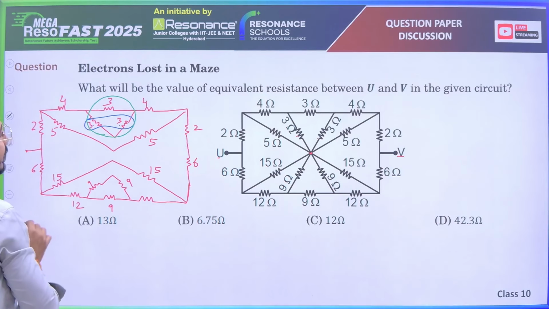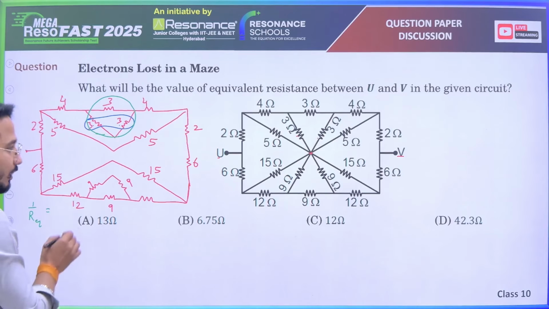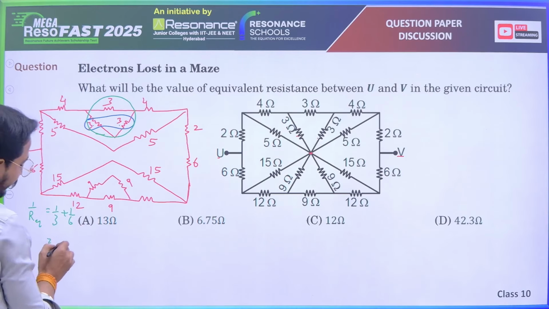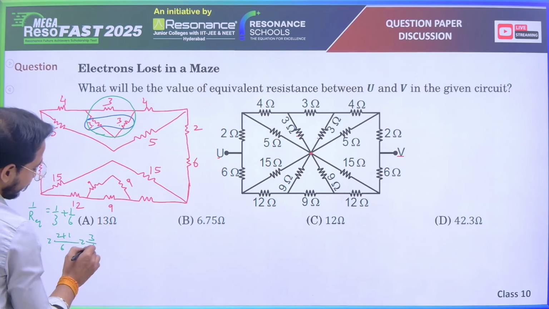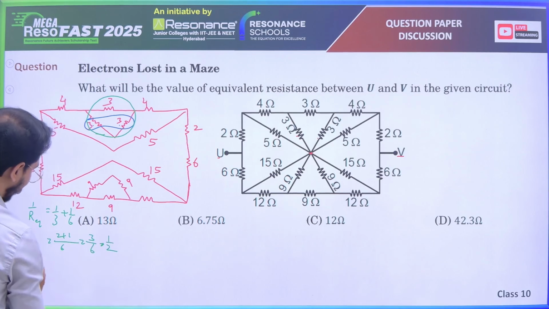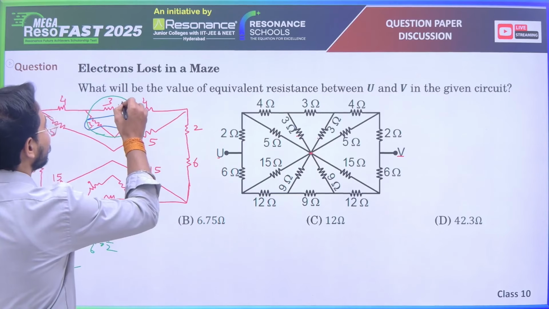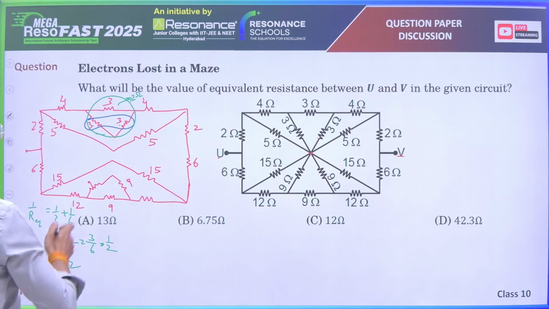So 1 by R equivalent will be equal to 1 by 3 plus 1 by 6, which is equal to 2 plus 1, 3 by 6. It means 1 by 2. So R equivalent is equal to 2 ohm, right? So the R equivalent we got over here is 2 ohm.